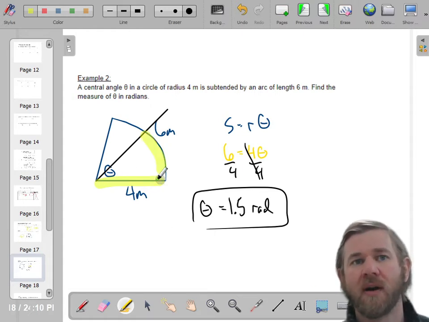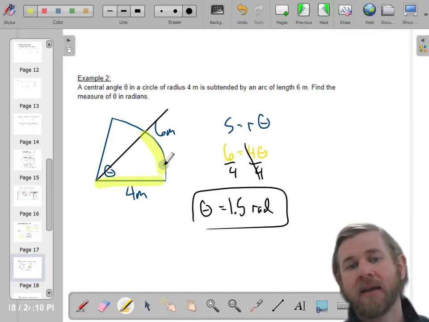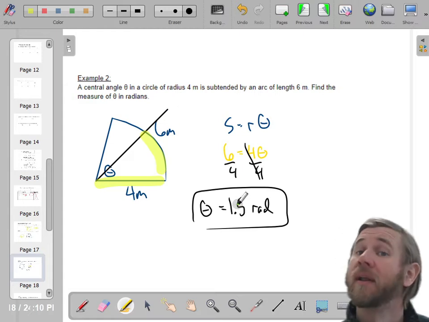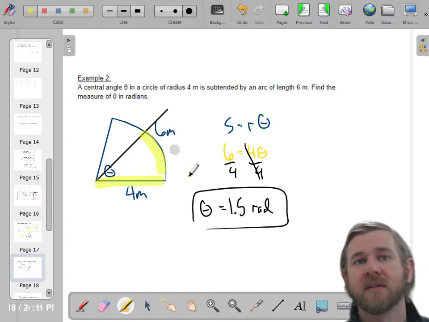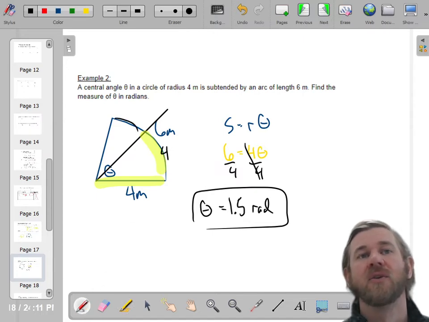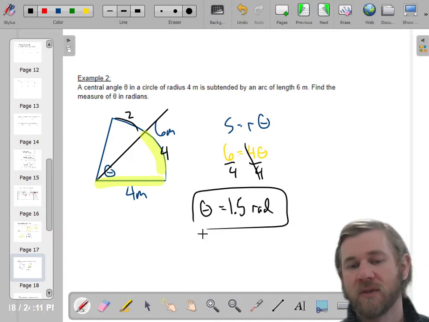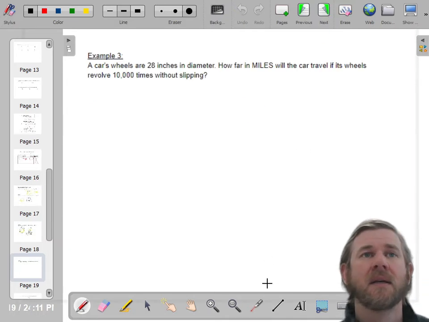So if that was 4, if I took that 4 and I measured 4 along the circumference here, that would be 1 radian. But this is 6, so it's 1.5 radians. 1 times 1.5 times 4 is 6. So you take 1 radian, that gets you 4, and then the other 2 comes from half of a radian. So that's why it's 1.5. Sometimes it helps to make sure you know what a radian is.